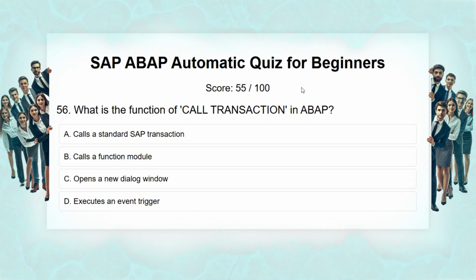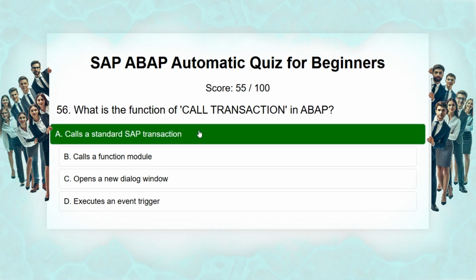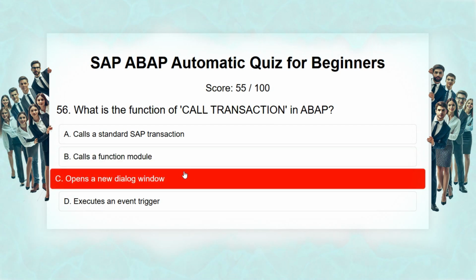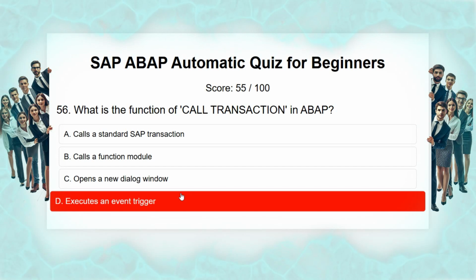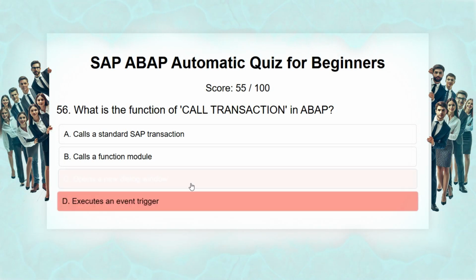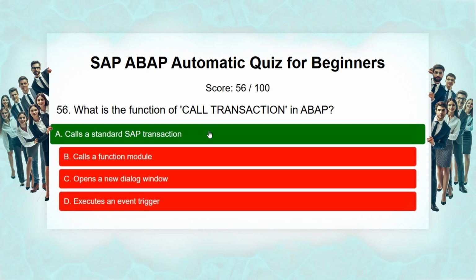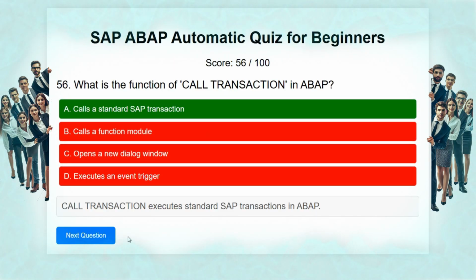56. What is the function of call transaction in ABAP? A. Calls a standard SAP transaction. B. Calls a function module. C. Opens a new dialog window. D. Executes an event trigger. Correct answer. Call transaction executes standard SAP transactions in ABAP.